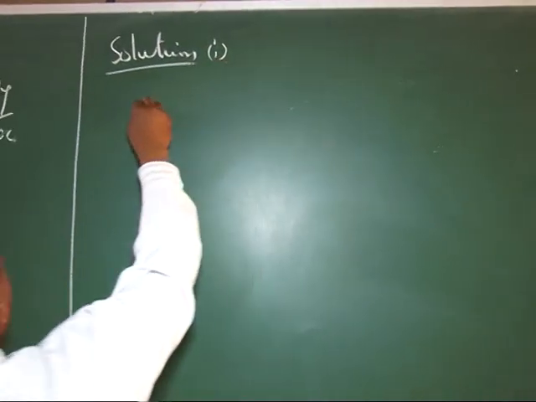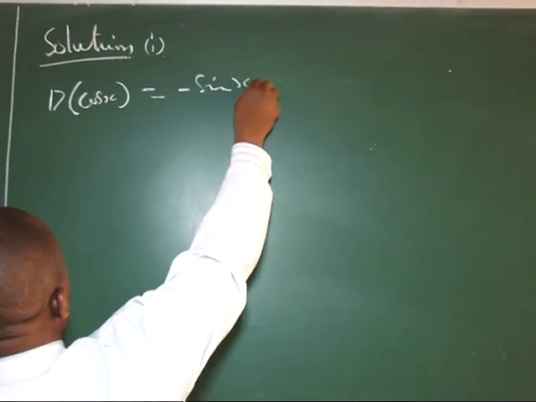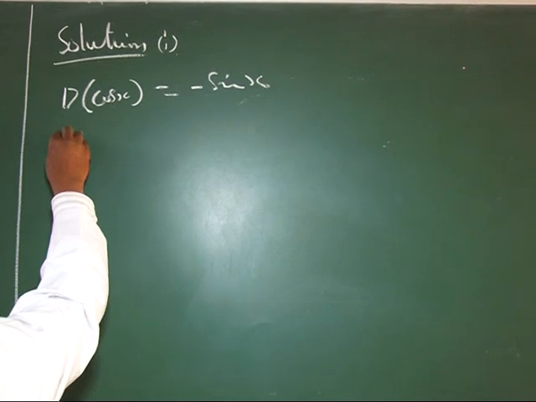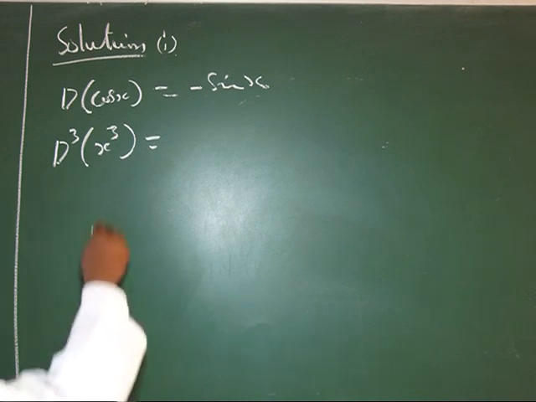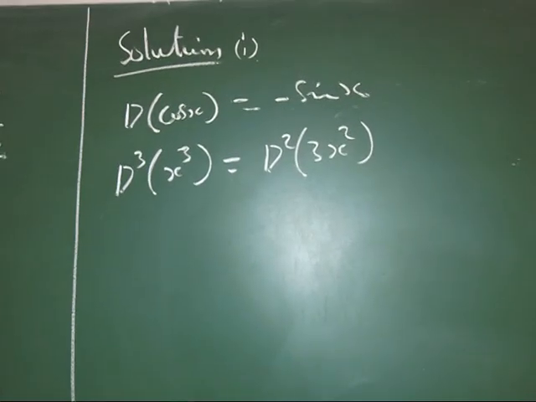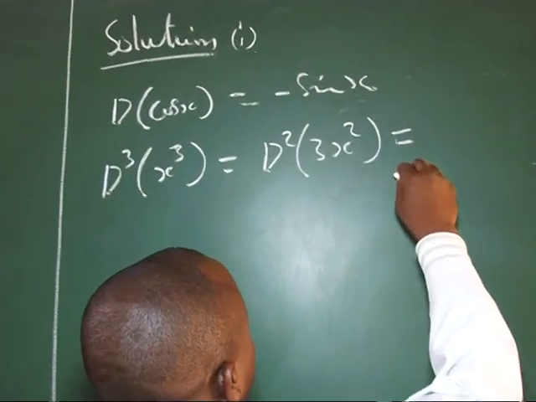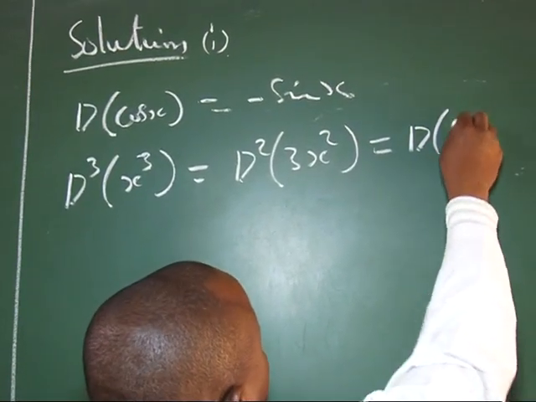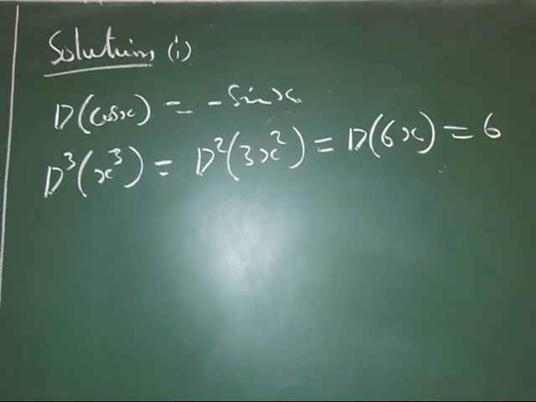So we take the solution. For the first, D cos x, we know is minus sine x. Now we have another one, D cube x cube. Now this will be equal to D square 3x square. I've differentiated the first time. Can also be equal to D of 6x, which is equal to 6. I've differentiated it about 3 times. So D cube is telling me to differentiate it about 3 times.